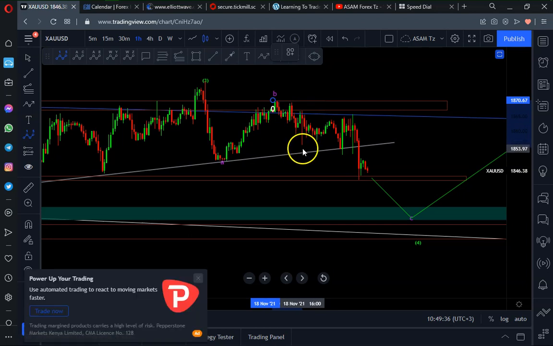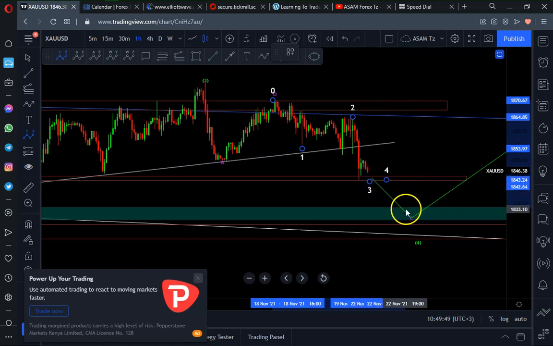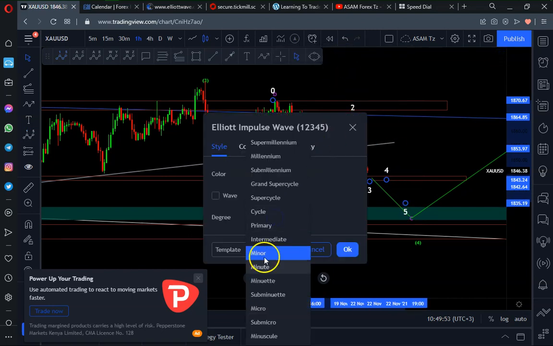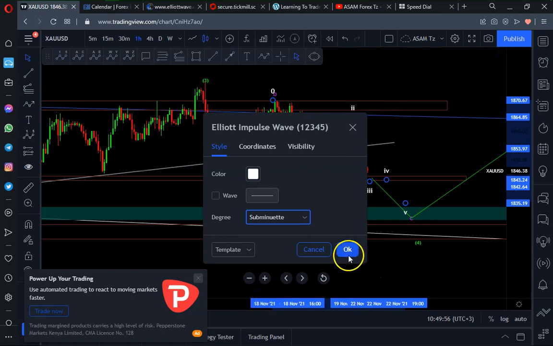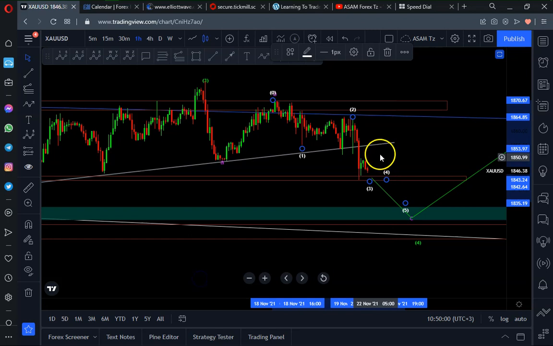So we can have the first wave here, and then the second wave at that level there to the top. So the third wave probably is getting completed here. So we'll have the fourth wave in any way, so we expect the fifth wave to the downside. So I can lower the degree in order to have a nice appearance of that wave structure.